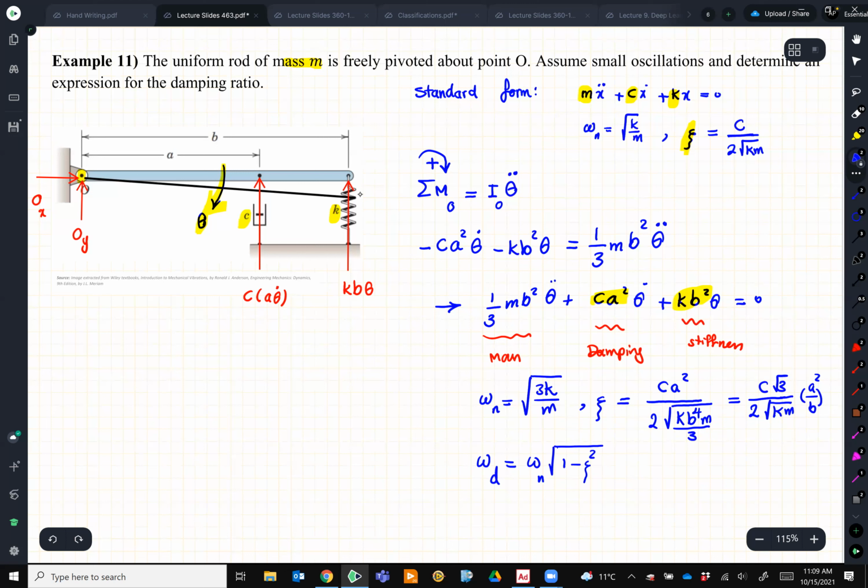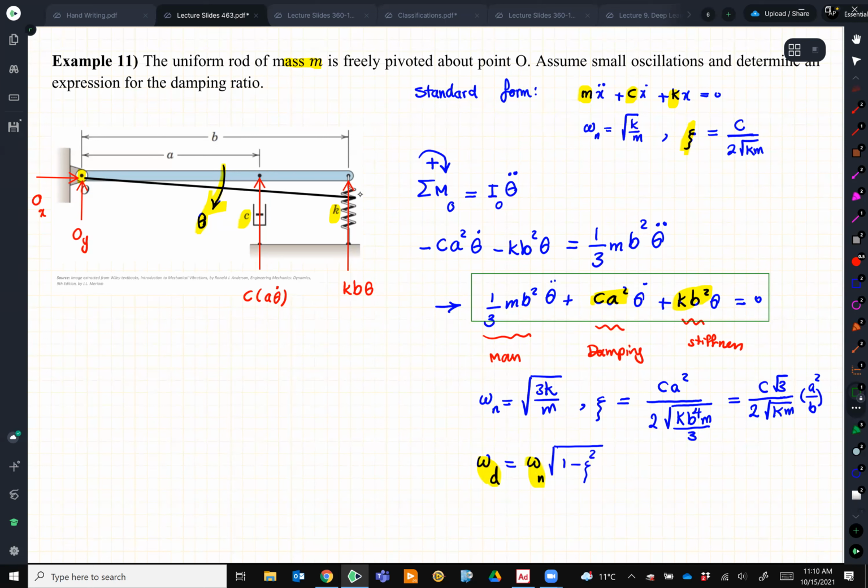1 minus zeta squared. Right? Which last day we talked about: the damping coefficient, the damping frequency, and the natural frequency omega n. So very simple and straightforward. You just need to get to this form of differential equation of motion.